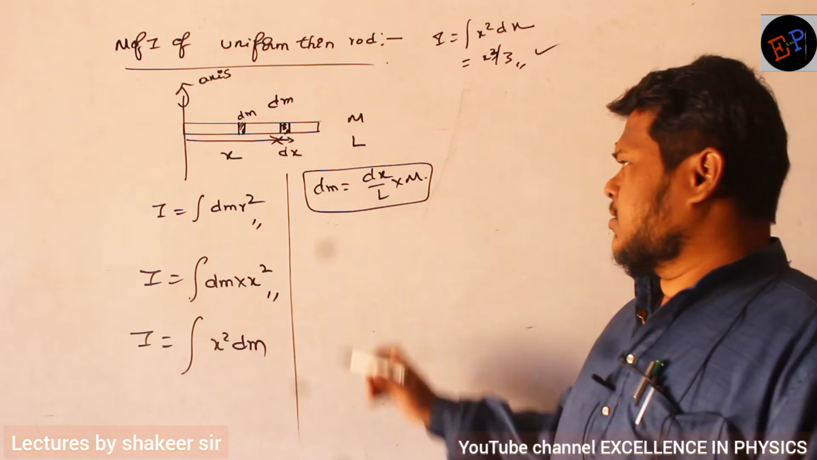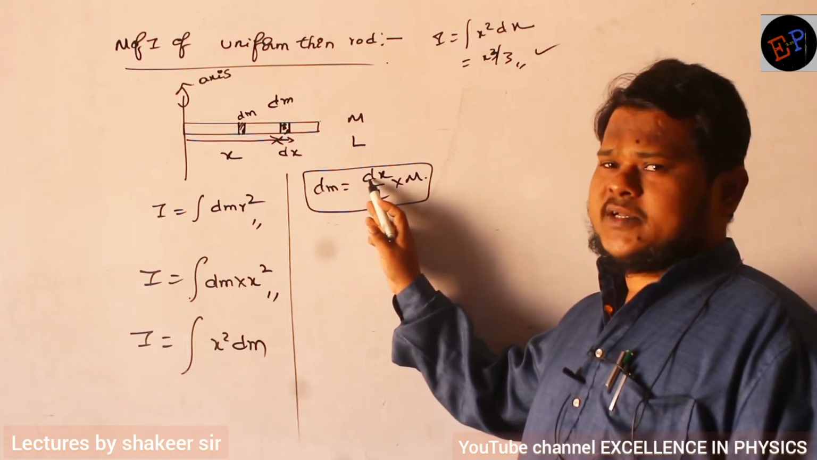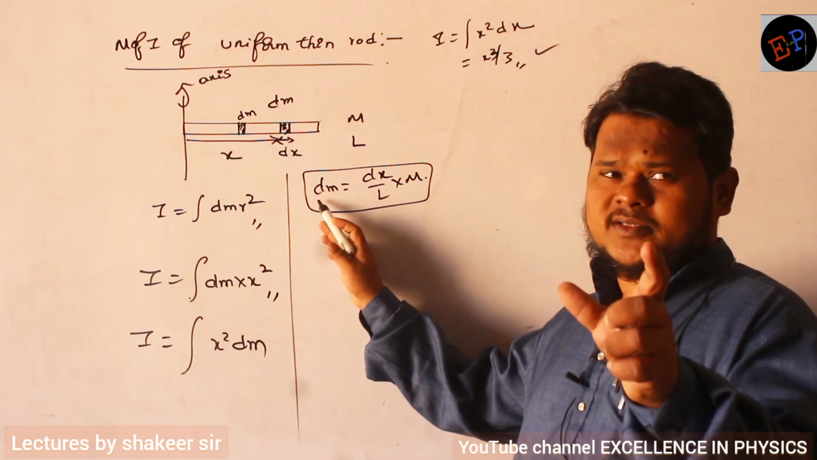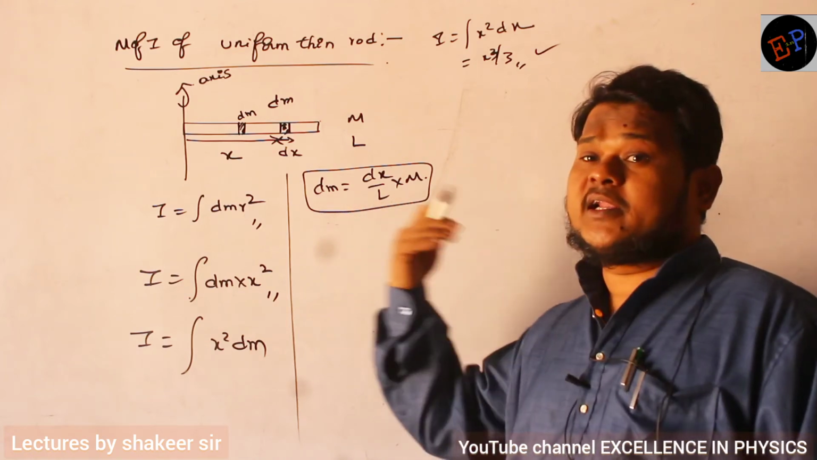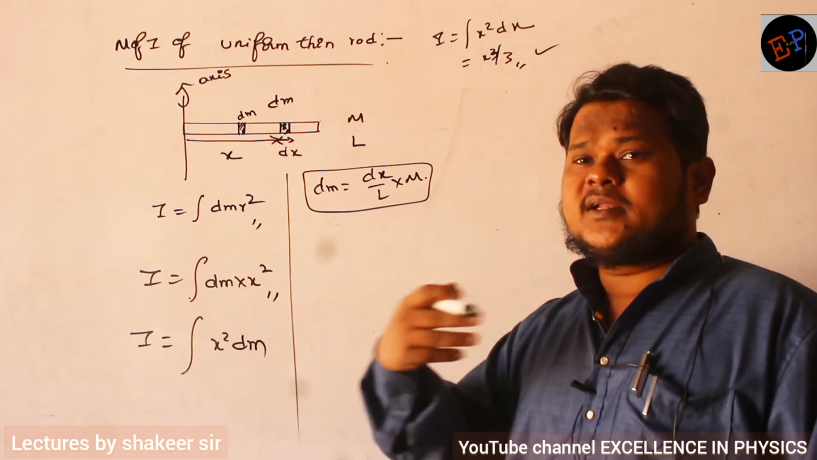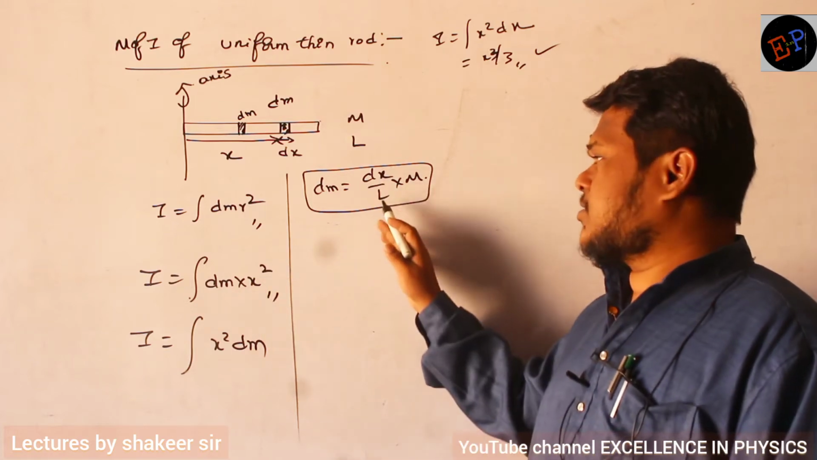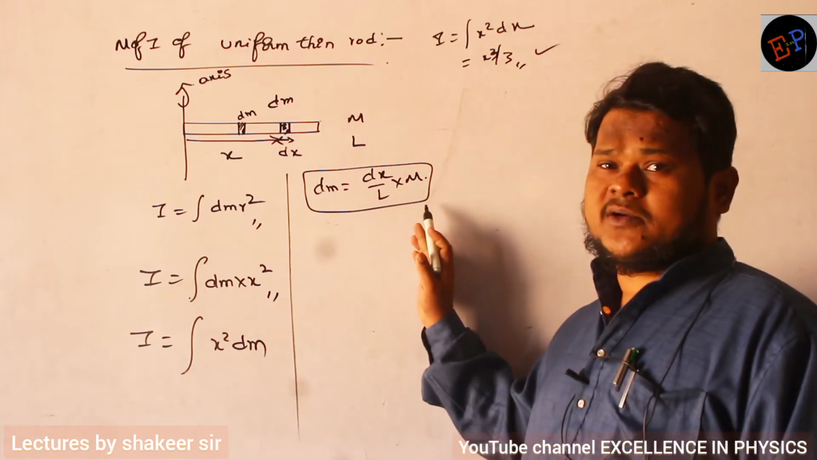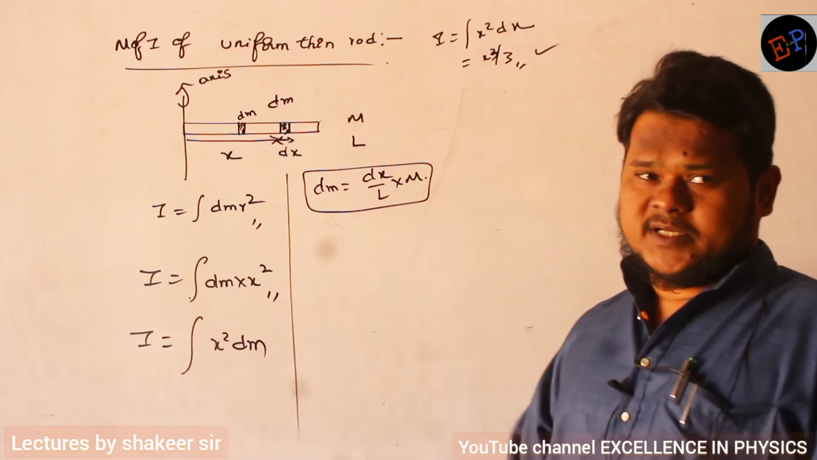Understood, no? If the x value increases, the dx value and the mass of that component also increase, no? So mass is distributed in length. Mass is distributed in the length of the body. So dx by L is the fraction of length, and fraction multiplied by total mass is the fractional mass.